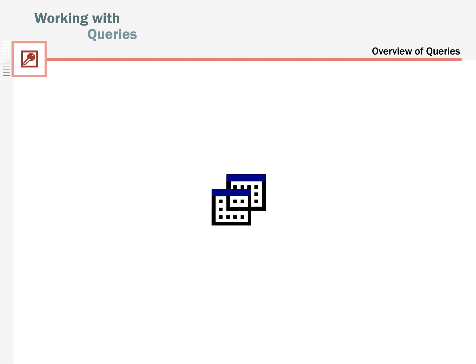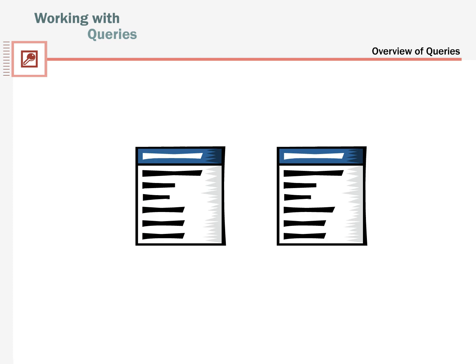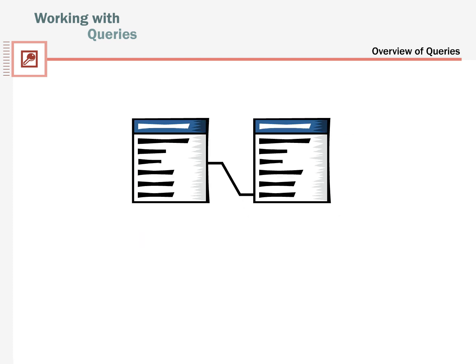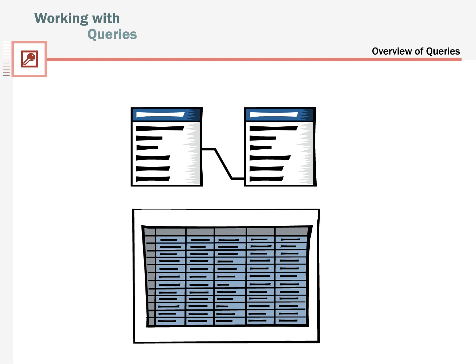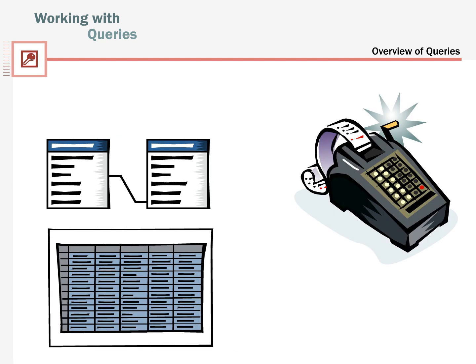Select queries are the most common type of query. They retrieve data from one or more tables and then display it in a datasheet. They can also be used to group records and calculate sums, counts, and averages.